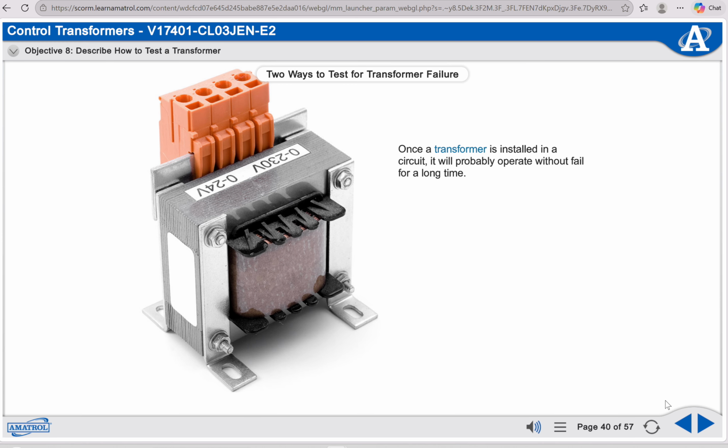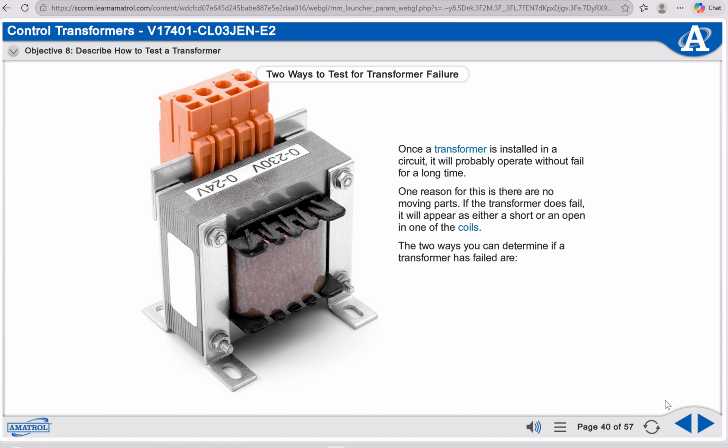Once a transformer is installed in a circuit, it will probably operate without fail for a long time. One reason for this is there are no moving parts. If the transformer does fail, it will appear as either a short or an open in one of the coils. The two ways you can determine if a transformer has failed are: measure the input and output voltages, and check the transformer with an ohm meter.